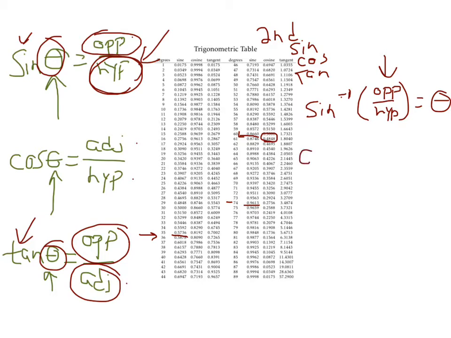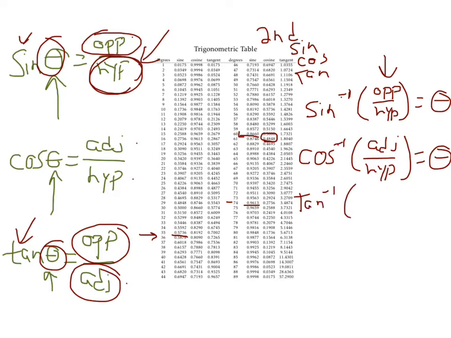The other way we could do this is cosine inverse is equal to the adjacent side over the hypotenuse, if those are the sides that you know, and it will report back the angle that you want. And finally, tangent inverse would be the opposite side divided by the adjacent side. And that's going to report back to you the angle that you want, theta. So again, it's important that we know and understand which sides we have by going through the same process we talked about a few moments ago.